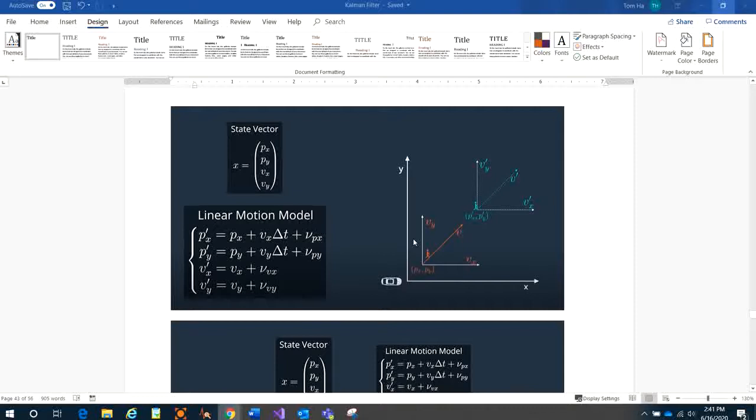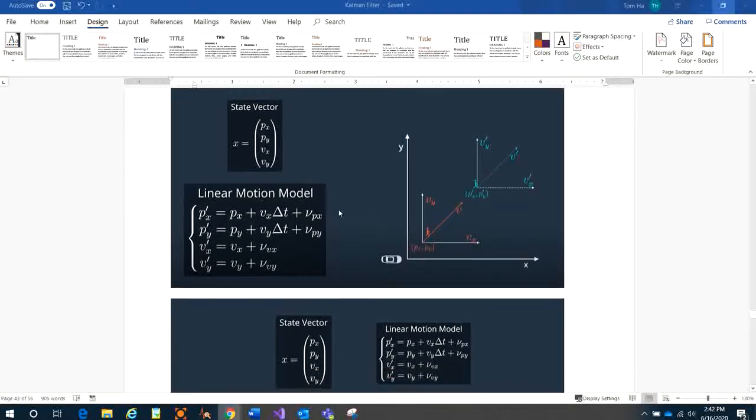In this example, the autonomous vehicle is tracking a pedestrian. The pedestrian has position PX and PY, and at each position they have the equivalent velocity VX and VY. So we have the state vector with four dimensions: PX, PY, VX, VY. At time t equals k plus 1, they move to here. So we build up the linear motion model. We do it similarly to 1D, but right now we have velocity in X and Y too.